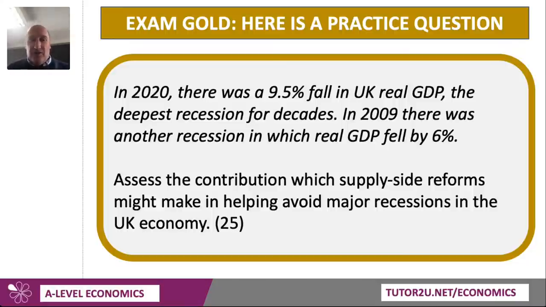In 2020, there was a 9.5% fall in the UK real GDP, the deepest recession for decades. In 2009, there was another recession in which real GDP fell by 6%. That was after the global financial crisis, wasn't it? Here's the question. This is a hard question. Assess the contribution which supply-side reforms, supply-side policies, might make in helping avoid major recessions in the UK economy. If Carlsberg did essay questions, that's the essay question they would set. I will have a go at this one tonight and post a video up on it. But maybe you have a go as well and see what you think.